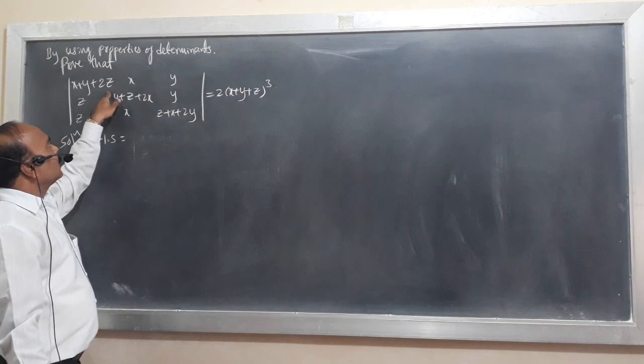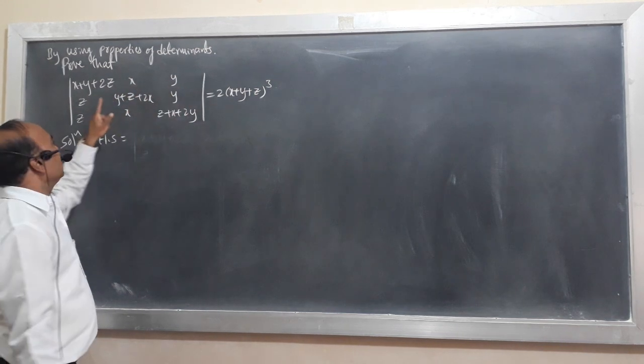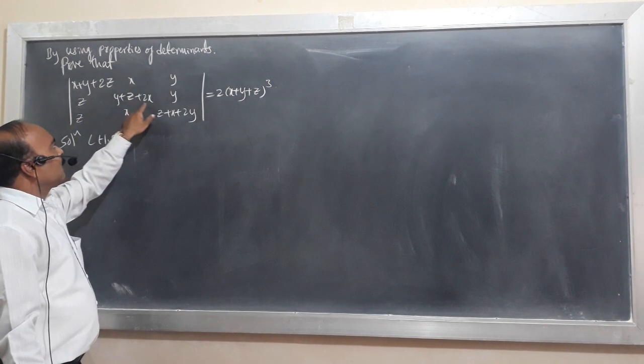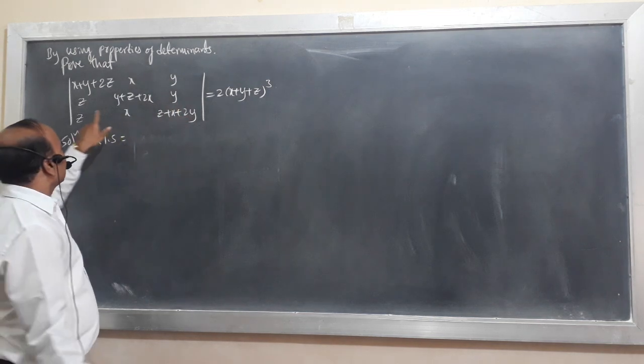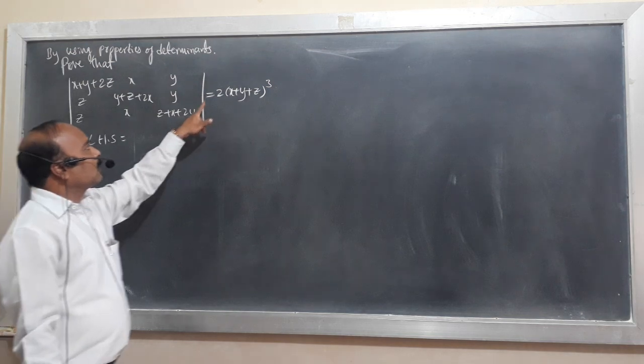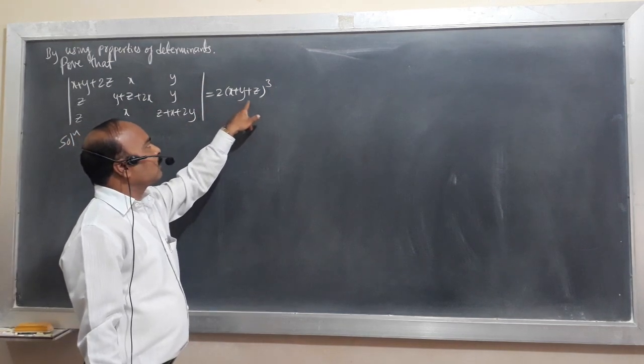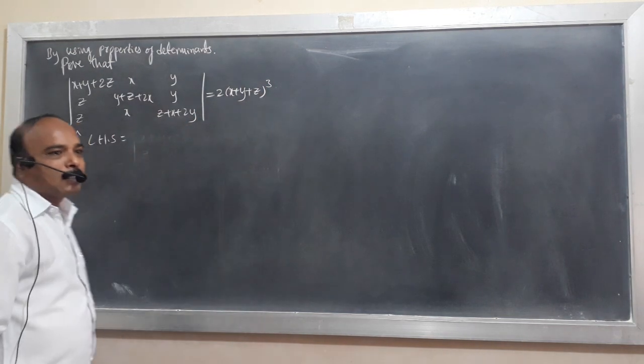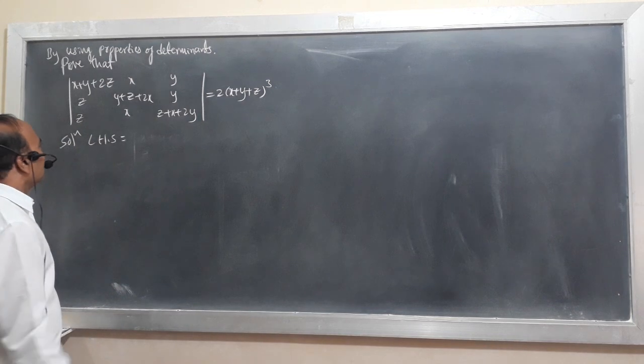the determinant with first row x plus y plus 2z, x, y; second row z, y plus z plus 2x, y; third row z, x, z plus x plus 2y, is equal to 2 times (x plus y plus z) whole cube. This we can prove by using LHS.